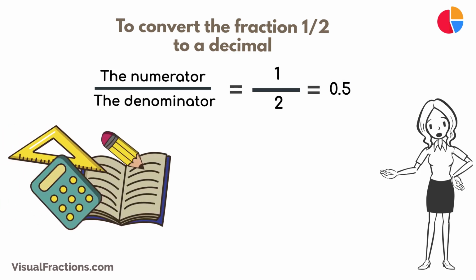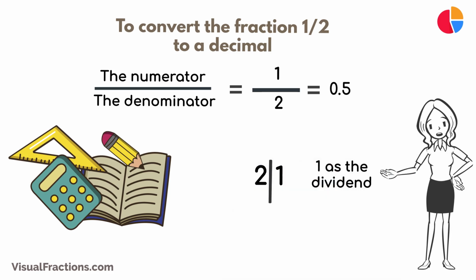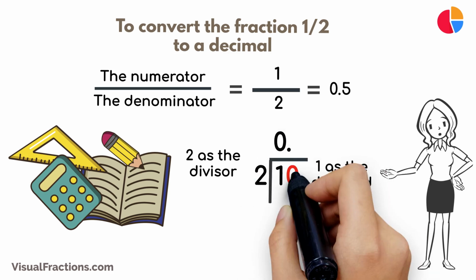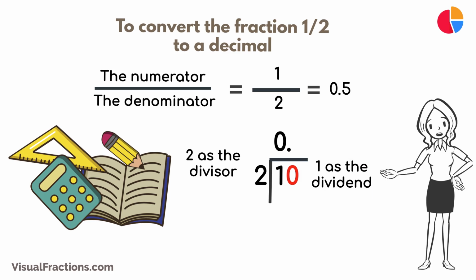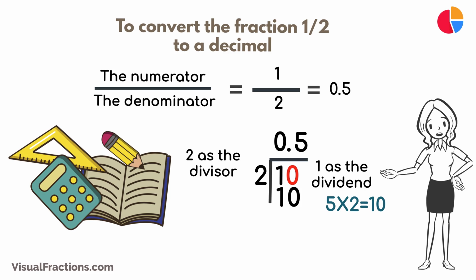To do this by hand using long division, we start by writing 1 as the dividend and 2 as the divisor. Since 2 doesn't fit into 1, we add a decimal point in our answer and append a 0 to 1, making it 10. How many times does 2 go into 10? Exactly 5 times. We write 5 after the decimal point in the quotient. Multiplying 5 by 2 gives us 10. When we subtract 10 from 10, we get a remainder of 0.